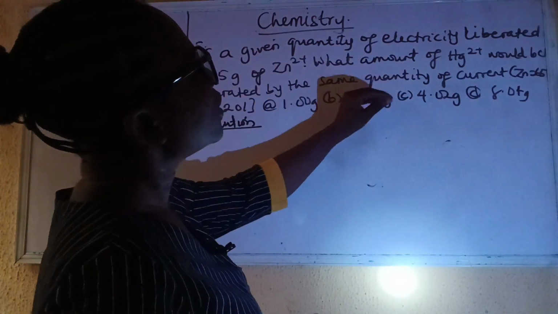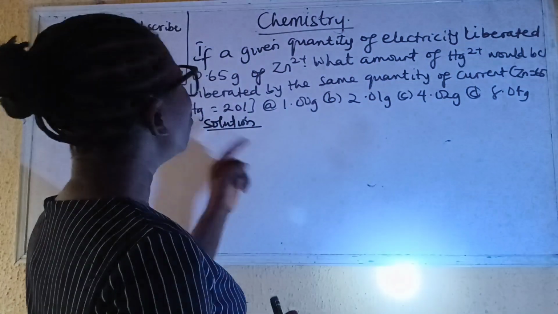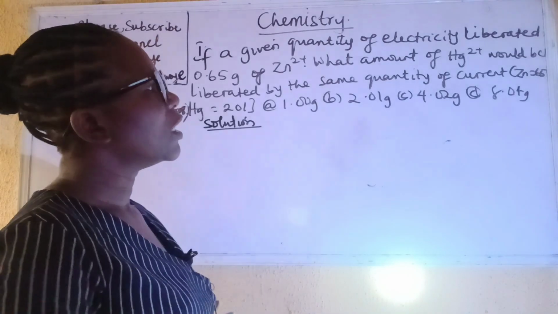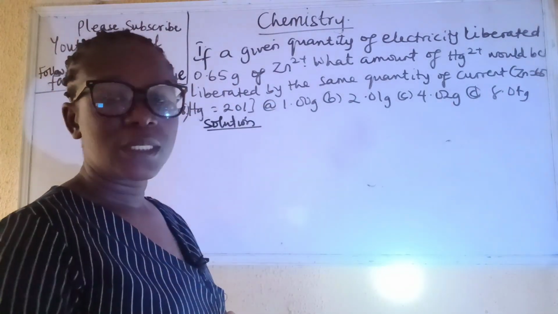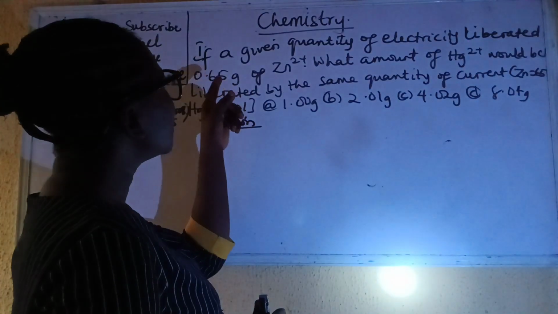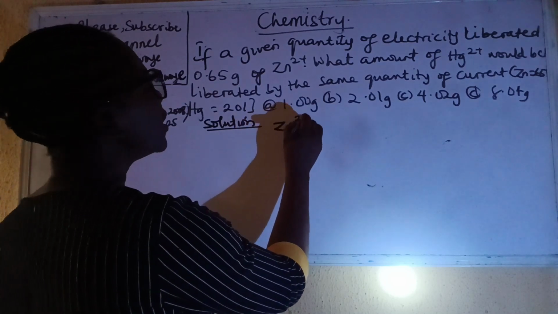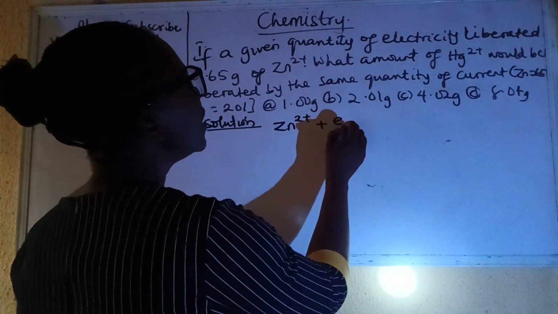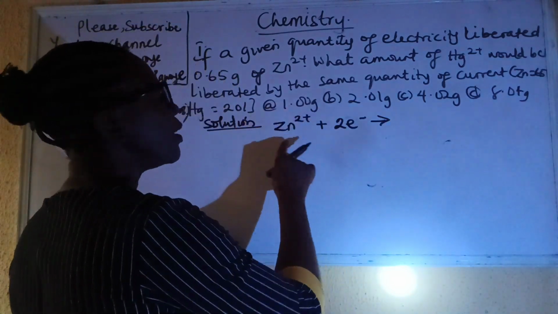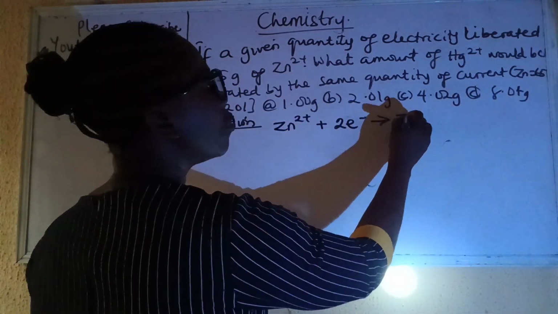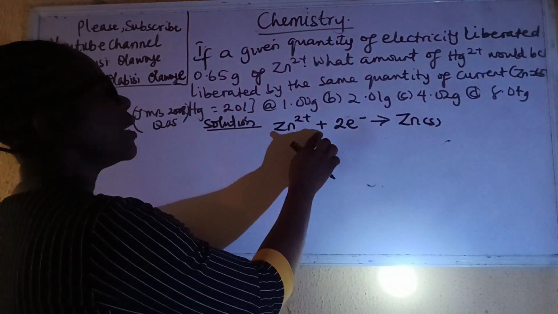They now ask what amount of mercury, that's another element coming in now, would be liberated by the same quantity of electricity. So we need to calculate the quantity of electricity first. That requires 0.65 gram of zinc to be discharged. So, writing the half reaction, zinc is electropositive. It goes to the negative cathode to pick up 2 electrons that it has lost before when it became an ion. It picks them up to become neutral solid zinc. So here, reduction is taking place.